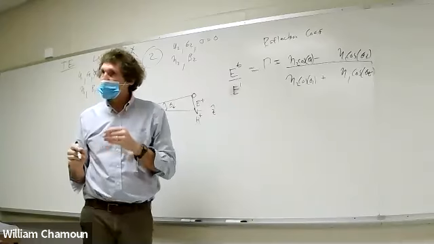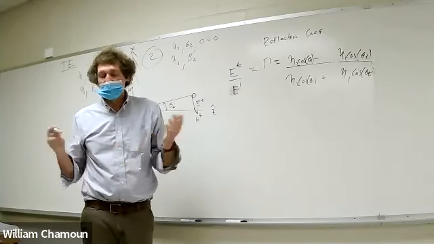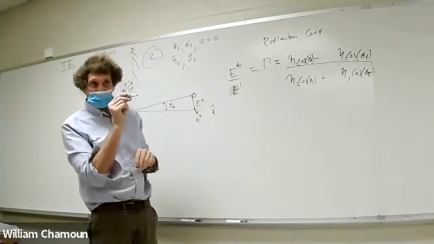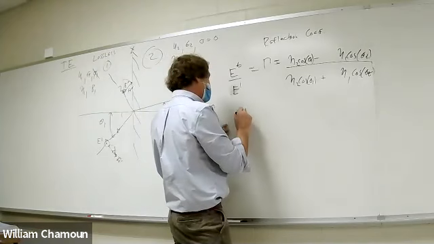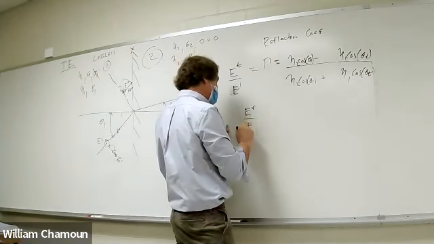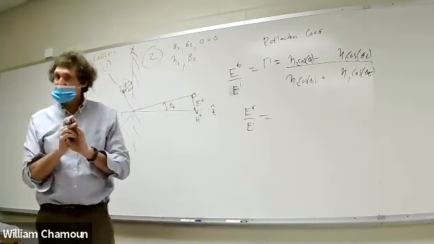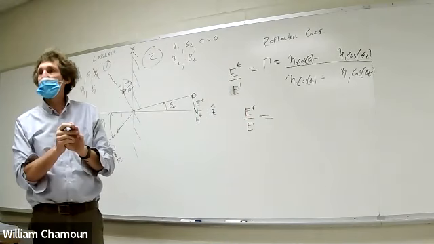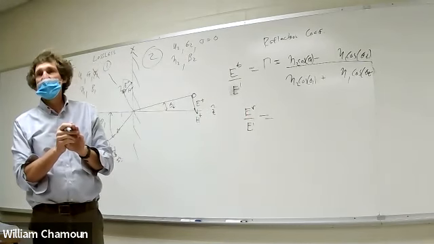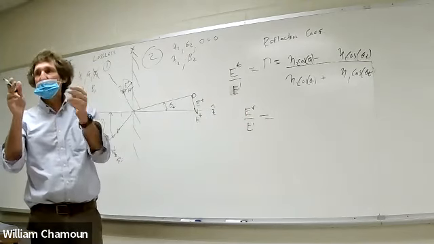That's the transmission coefficient, just like normal incidence, except now it's coming in at an angle. The other thing we're going to talk about is E reflected over E incident. Now think about the transmission coefficient. What was it for normal incidence? Can anybody recall that? It's 2 eta 2 over eta 1 plus eta 2.